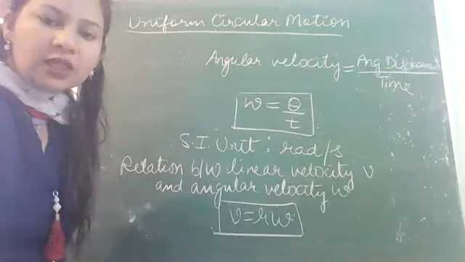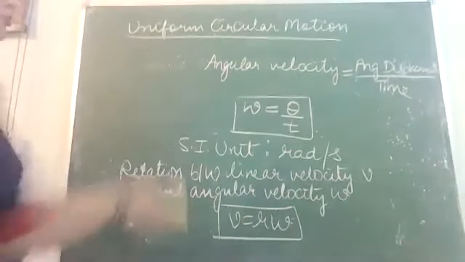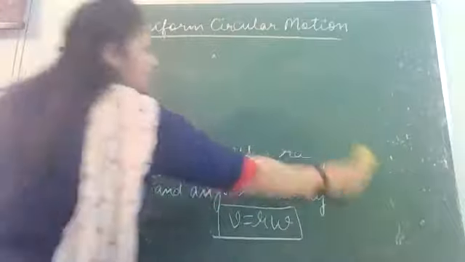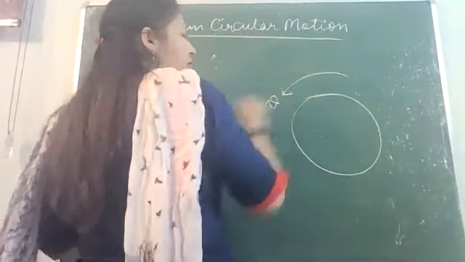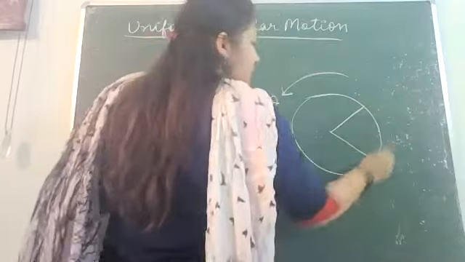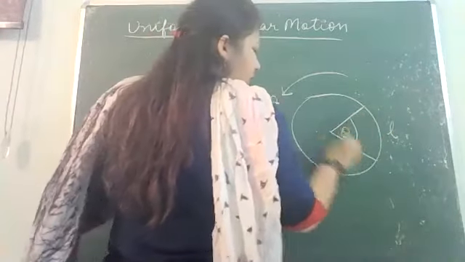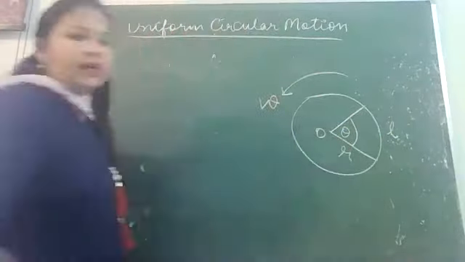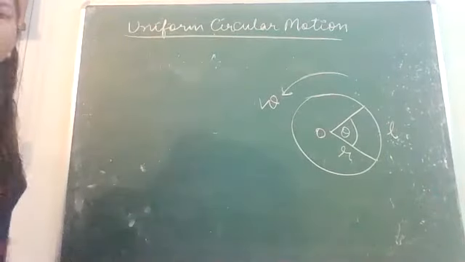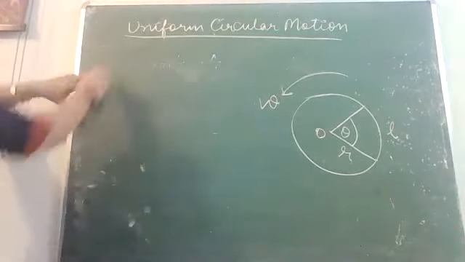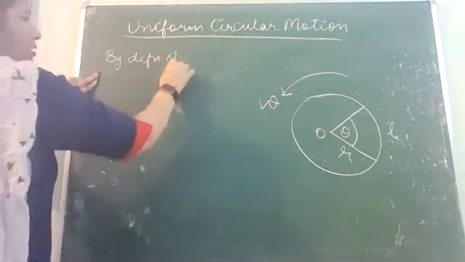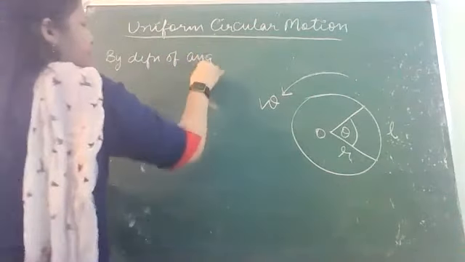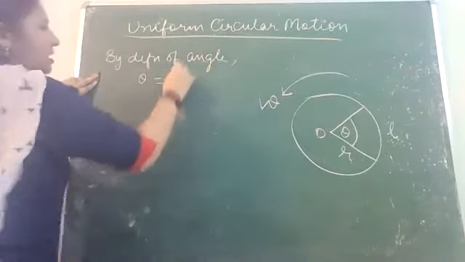Now let's do the proof. Again we are taking circular motion. An object is rotating with angular velocity omega. Length of arc is L. Angle subtended at the center is theta. Radius of the circle is r. Again we draw that circle. Now by definition of angle, we have theta is equal to L by R.